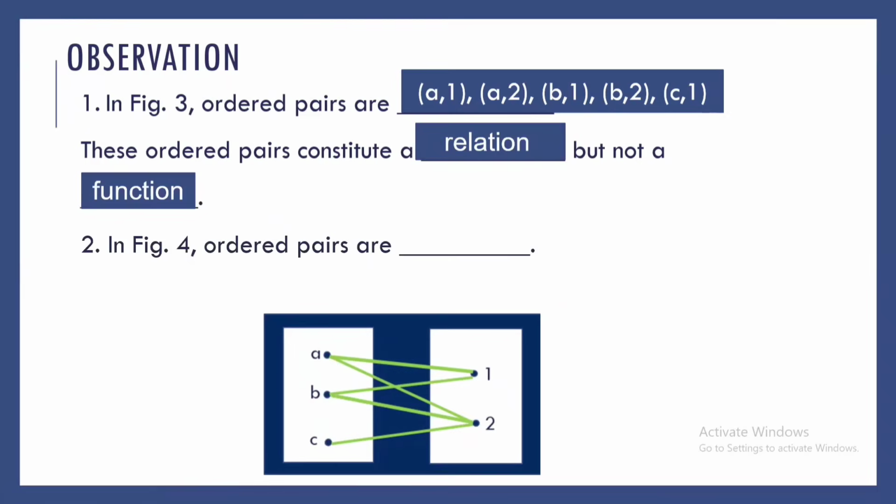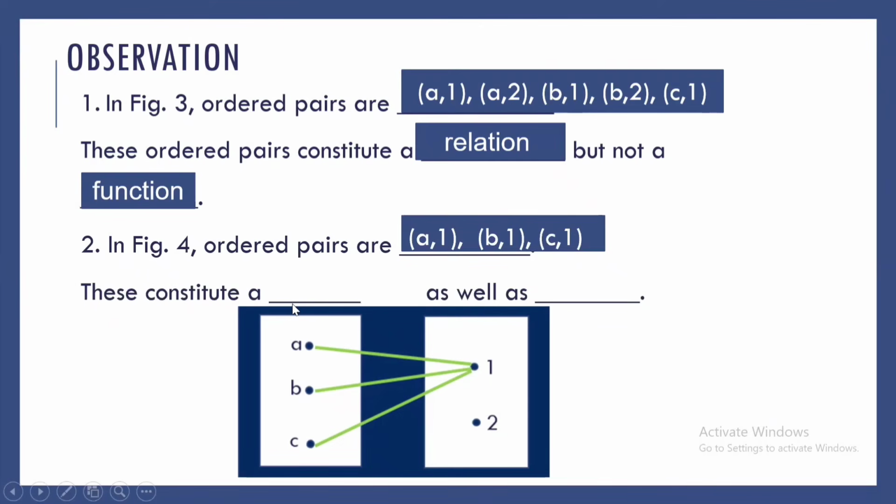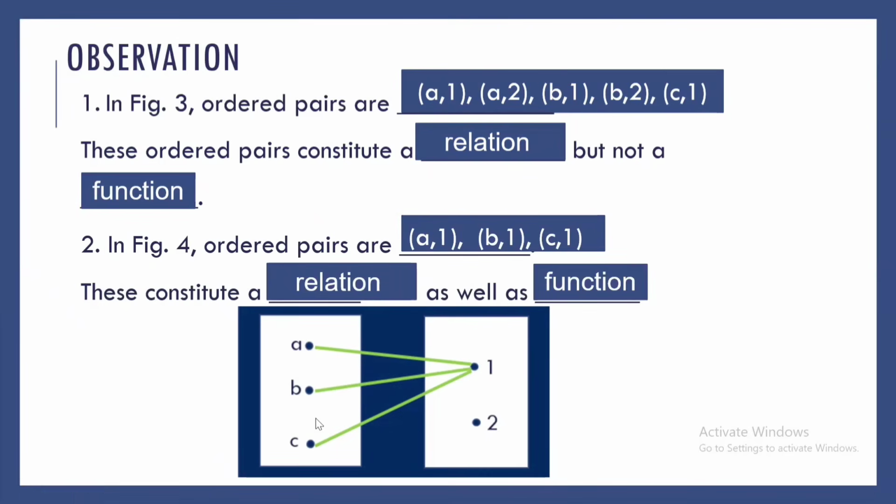Let's come to the 4th figure. This was figure 4. The ordered pairs are going to be A1, B1, and C1. Now A is having only one output, B is having only one output, C is having only one output. So I write A1, B1, C1 as the ordered pairs. To check whether it's a function or not, these constitute a function as well as a relation. I told you the reason: every input here, A, B, and C, is having a unique output. None of them is having 2 outputs. So it is a function.